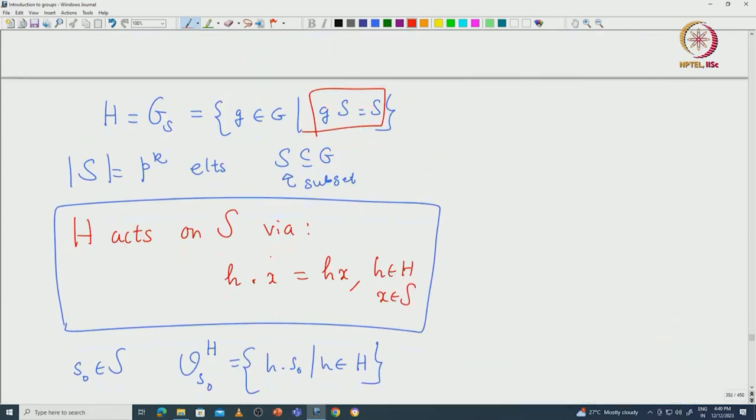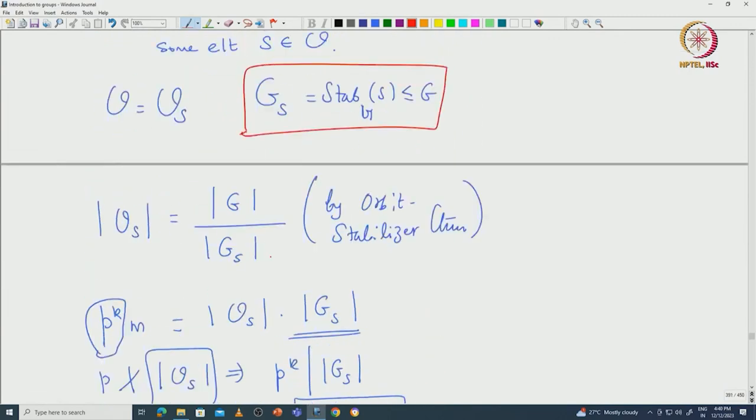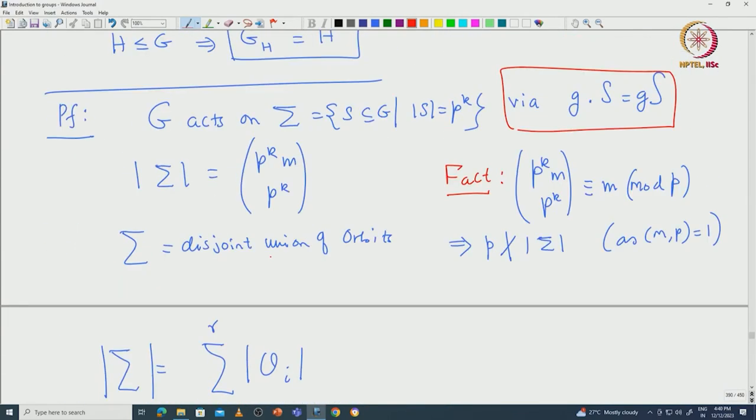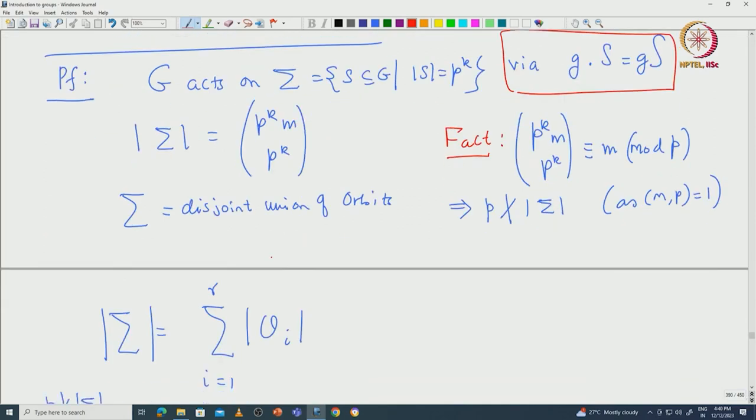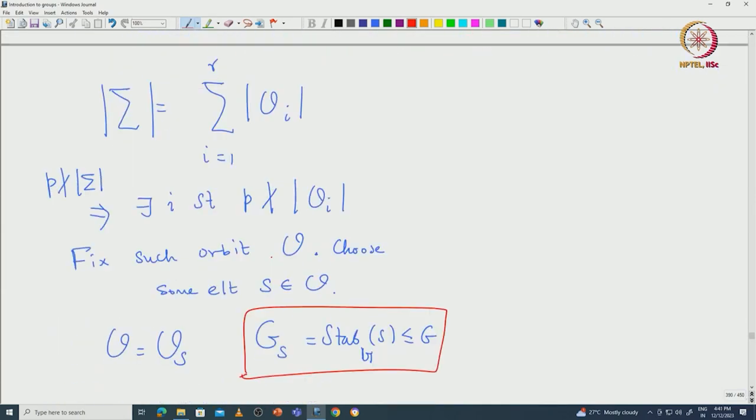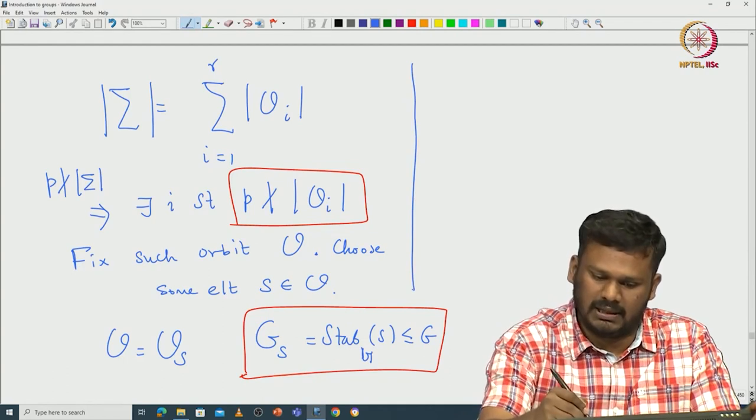So from this proof we can see that by acting G naturally on the set of all subsets of G that have p^k elements, and choosing the orbit properly, so that p does not divide the size of the orbit, we actually get a subgroup which has exactly cardinality p^k. So the upshot, let me write it here.